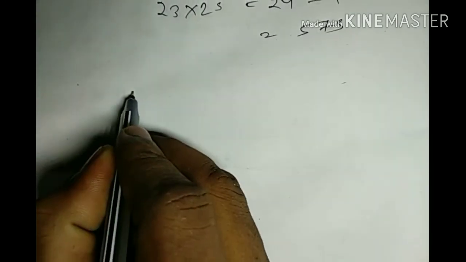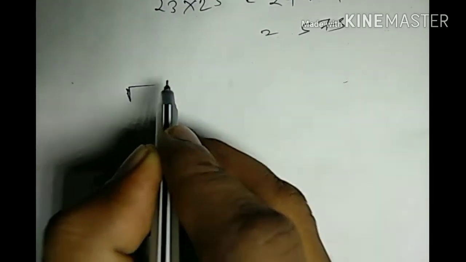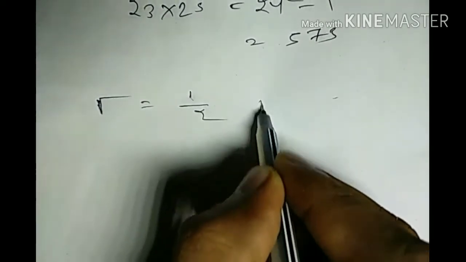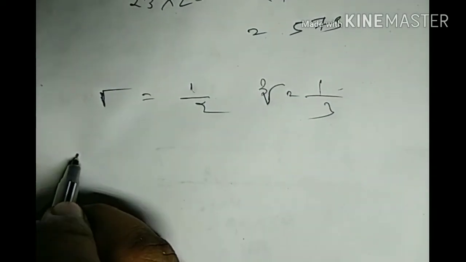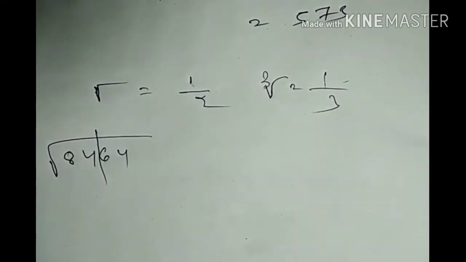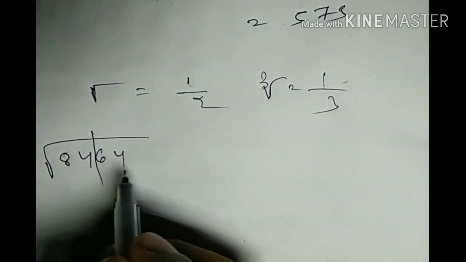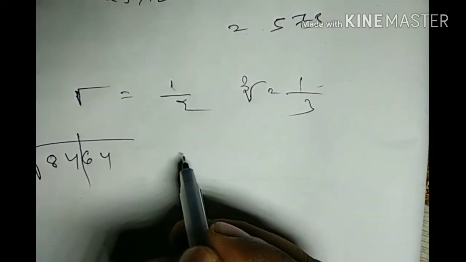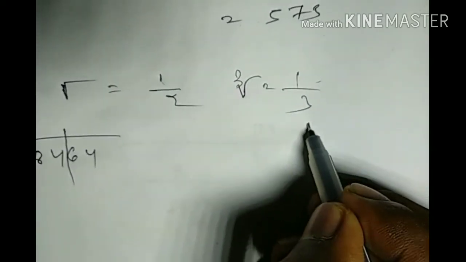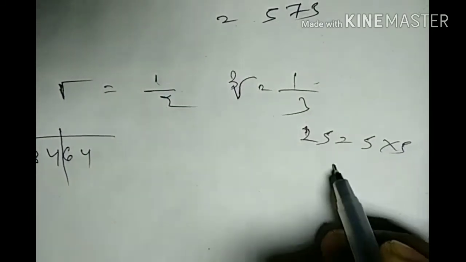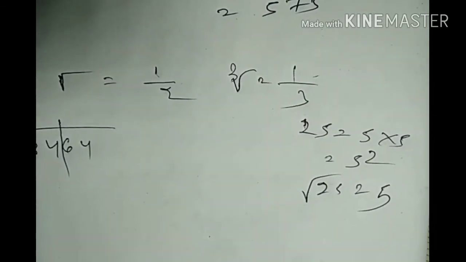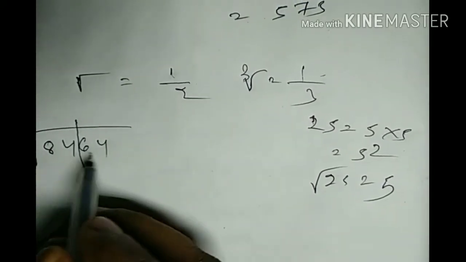Then we find the square root of a number. Generally you know that when we represent the square root as a fraction, it is 1 by 2, and cube root as 1 by 3. So let's find the square root of 8464. First we separate the number from the right side as pairs, because we know the square of every number comes from multiplying two same numbers. Means 25 equals 5 into 5, which implies 5 square. So the square root of 25 gives us 5. So we separate the numbers as pairs.